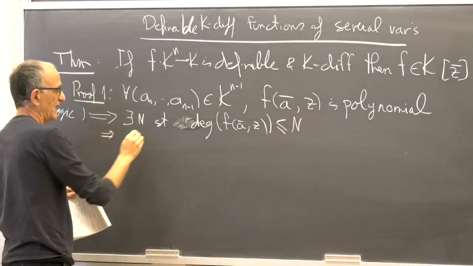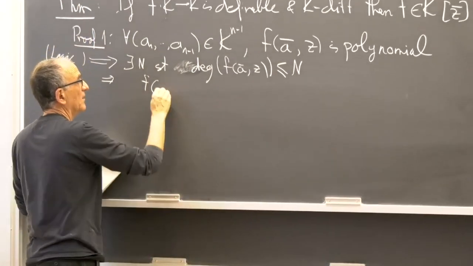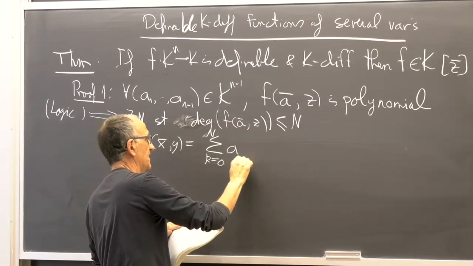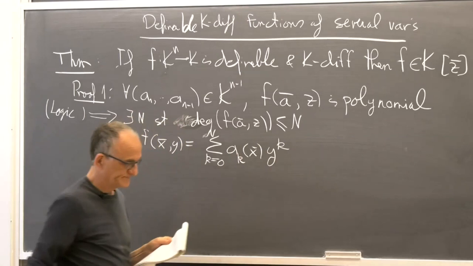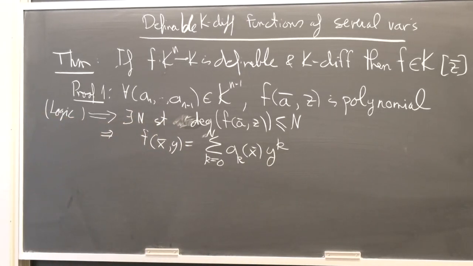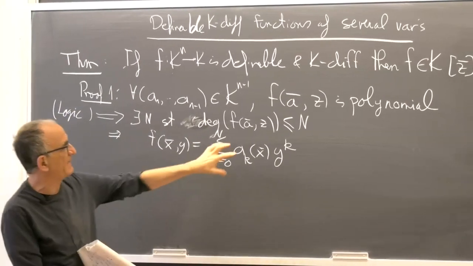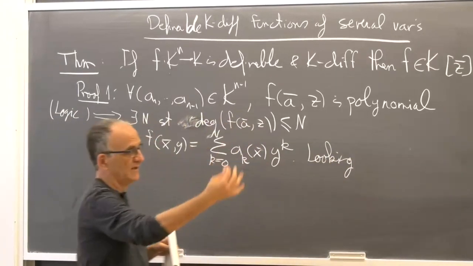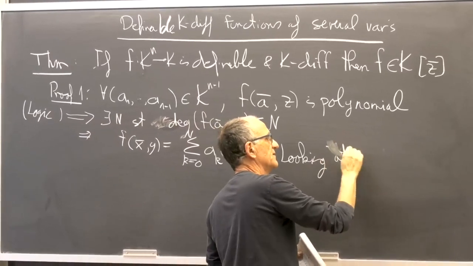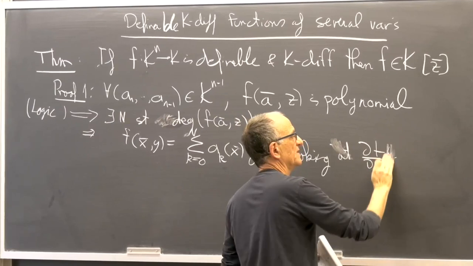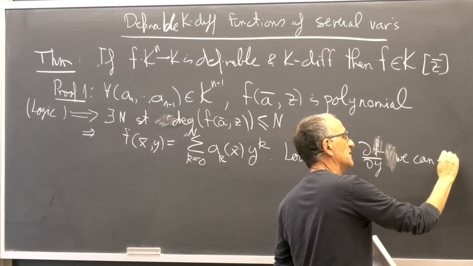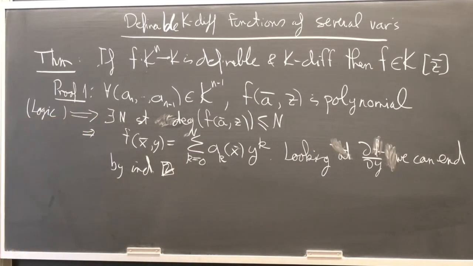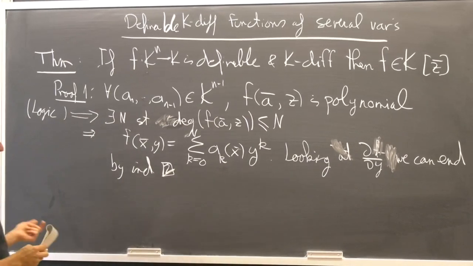So we can write f(x, y) as the sum, k goes from 0 to n, of a_k(x) y^k. And now, just by taking the derivative in the last coordinate and using induction, we can show that these have to be polynomials as well. We know the differentiable functions have differentiable derivatives. So looking at df/dy, we can finish by induction. I always thought this was a very nice use of compactness and why it's useful to work in an arbitrary structure.